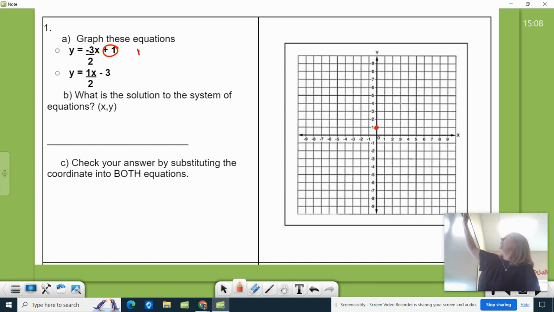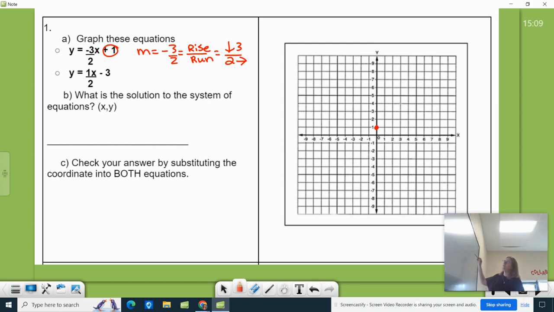And then my slope is -3/2. -3/2 is my rise over my run. So that means I'm going to go down 3 and go 2 to the right. So from my y-intercept, down 3, 1, 2, 3, and 2 to the right, make a dot. Down 3, 1, 2, 3, 2 to the right, make a dot. 1, 2, 3, to the right, and then I'm off the graph. So that's good. Now I'm going to draw my line.